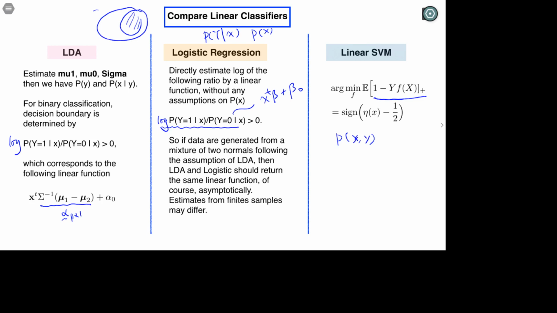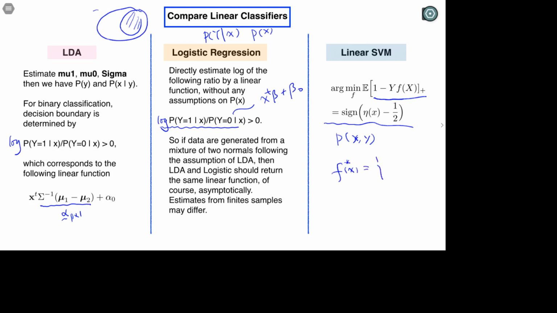Then what is this optimal function f that minimizes the hinge loss? You're going to find out that the minimizer depends on the distribution. So it turns out, I'm going to show you the optimal function f that minimizes the hinge loss is like this. Your f star of x.